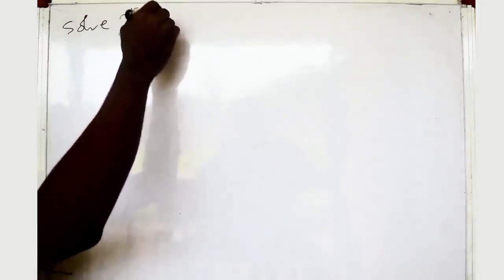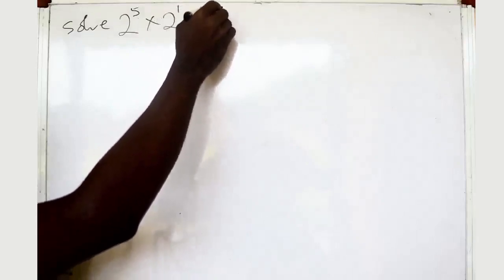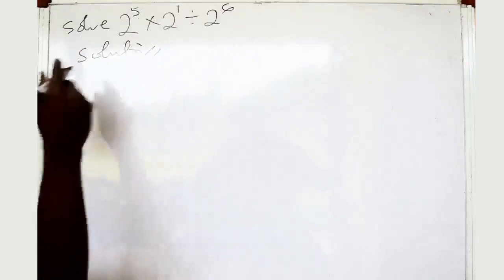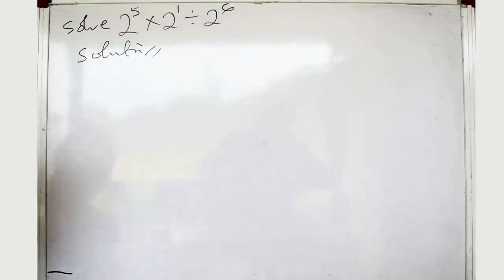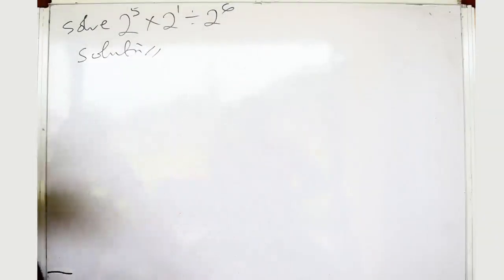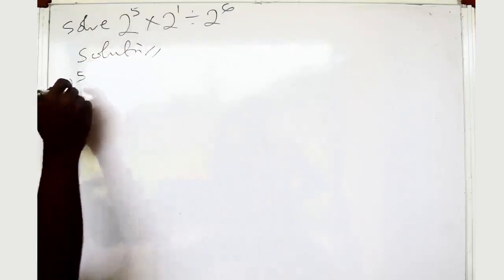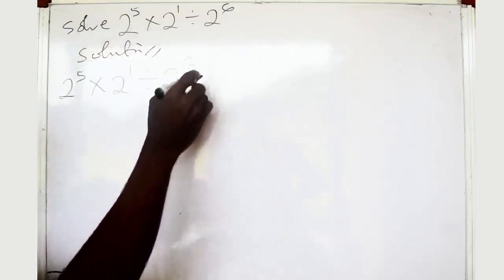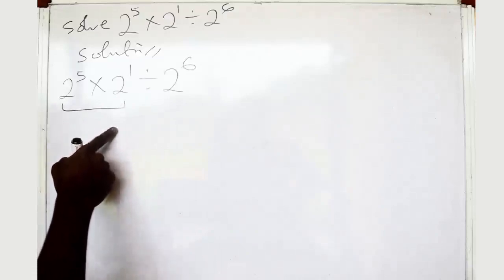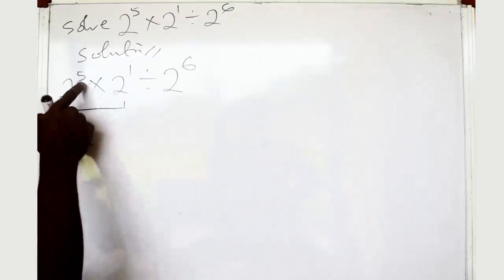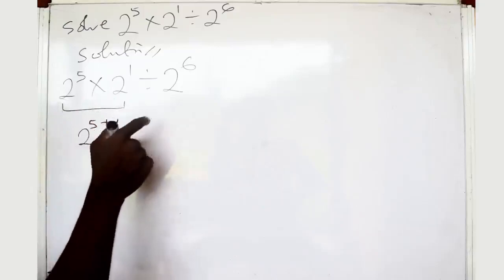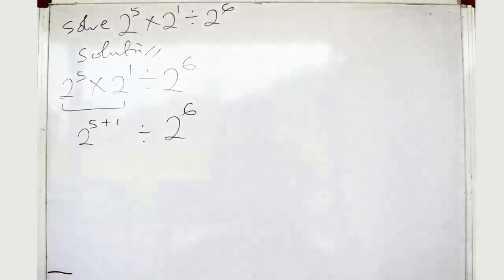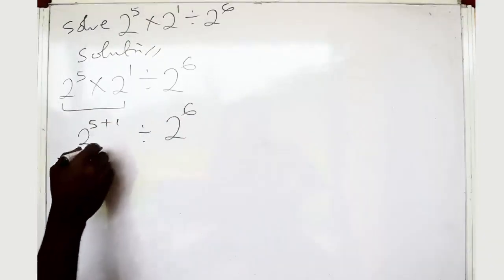Now, let me give you guys something like this. Solve 2 raised to power 5 times 2 raised to power 1 divided by 2 raised to power 6. I could solve this in two ways. One, let me use normal mathematics, combining indices and normal mathematics. Let me first of all use the indices way. If I bring down this, we have 2 raised to power 5 times 2 raised to power 1 divided by 2 raised to power 6. Taking it a step at a time, we bring down 2 as a base, the powers 5 and 1, and we have multiplication here, which means we have to add. We bring down this, divided by 2 raised to power 6. So here we get 2 raised to power 5 plus 1, which is 6, divided by this.